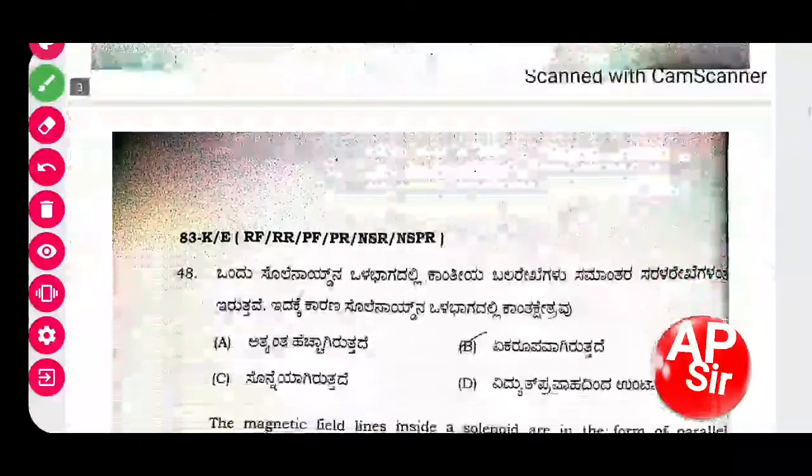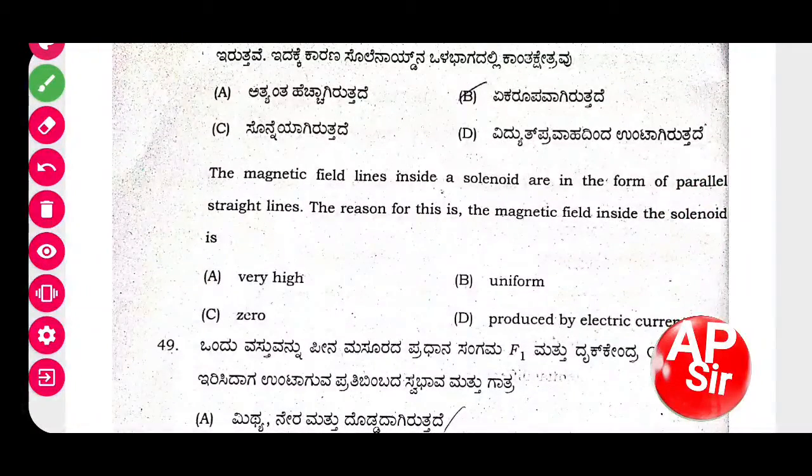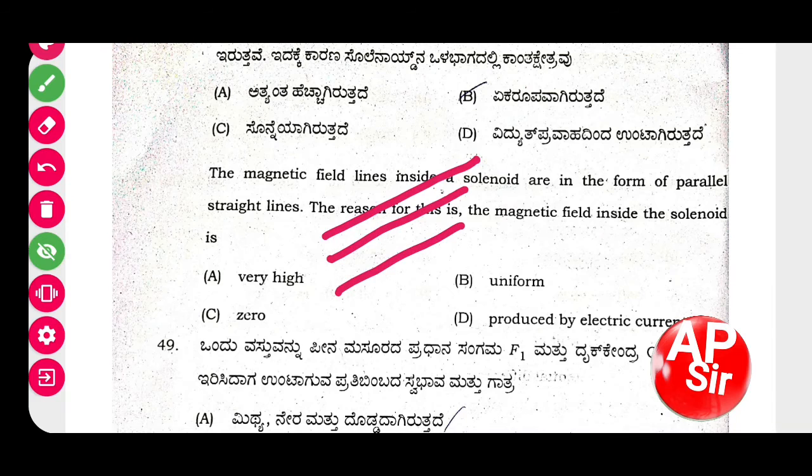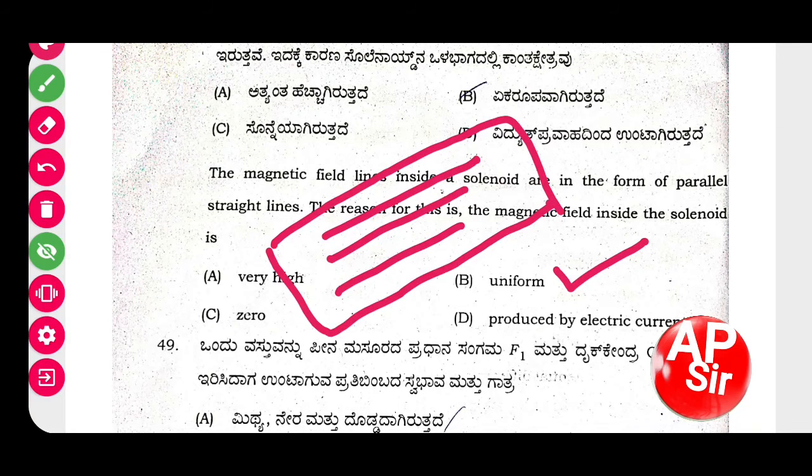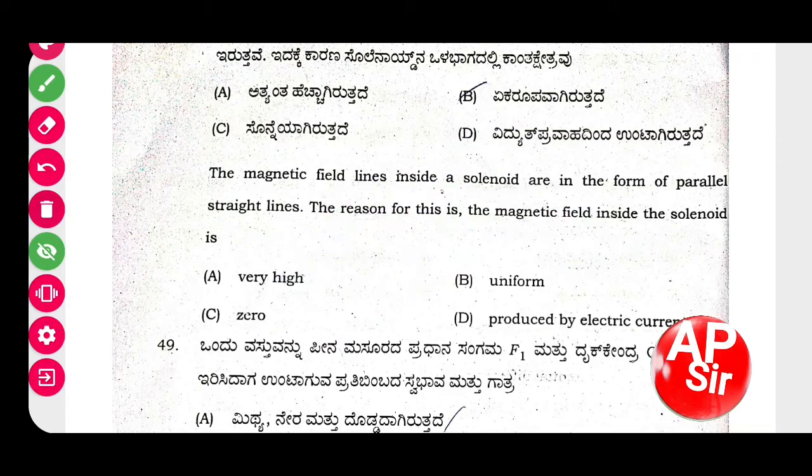We'll go to the next question. The magnetic field lines inside a solenoid are in the form of parallel straight lines. The reason for this: if the magnetic field lines are straight, it shows that the field is 100% uniform. At the center of the solenoid, or you can consider it as a bar magnet, the lines will be parallel to each other, straight. It means they are uniform. Okay, next question.